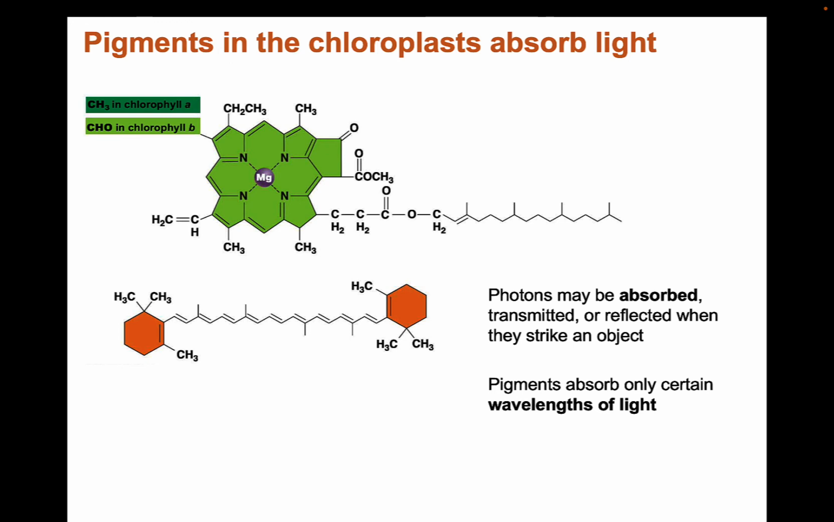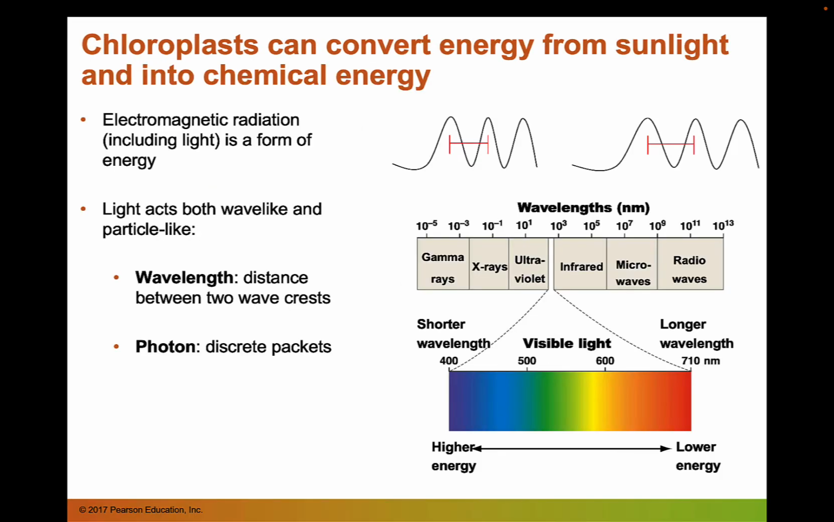So recall from the first lab that photons of light can be absorbed by a pigment, transmitted, or reflected, and that the pigments, as we saw, only absorb certain wavelengths of light. So to understand how pigments capture or absorb light, it's useful to review the properties of light. So light is a type of electromagnetic radiation, and that is a form of energy. And physicists describe light as both wave-like and particle-like.